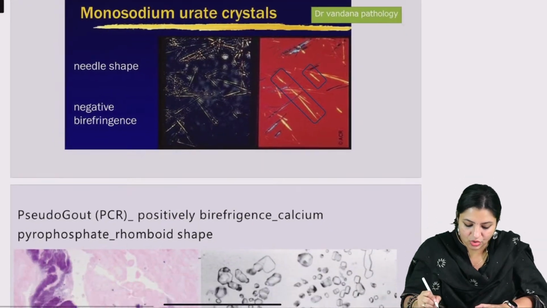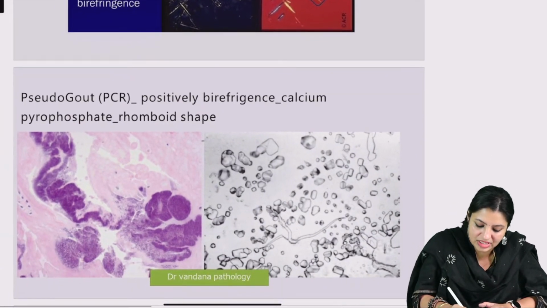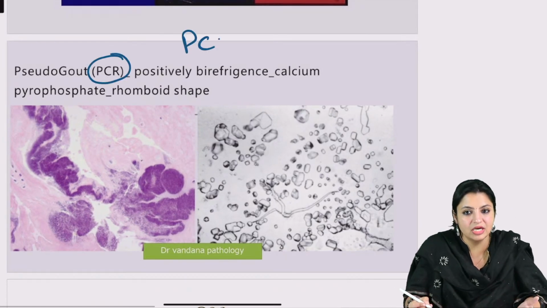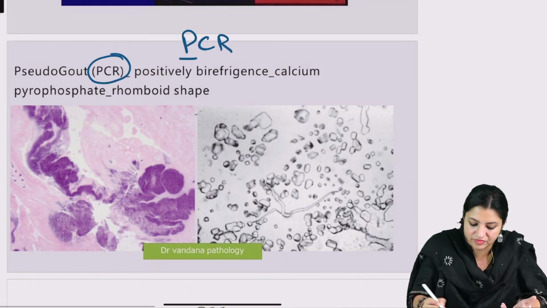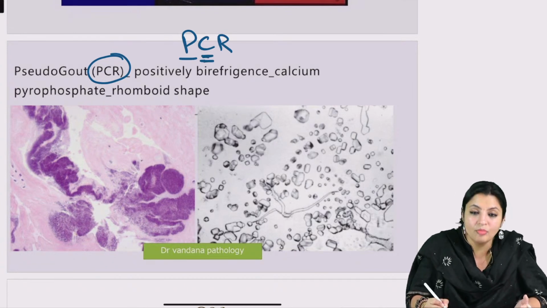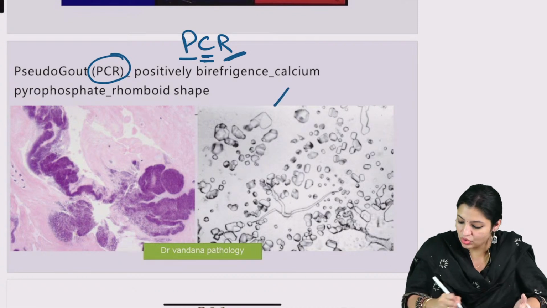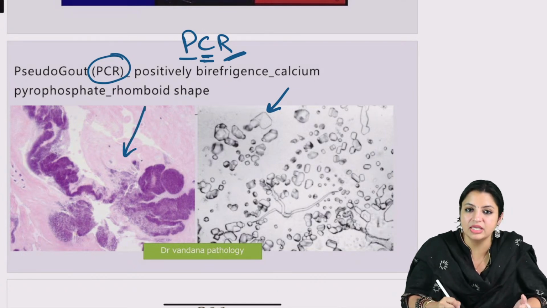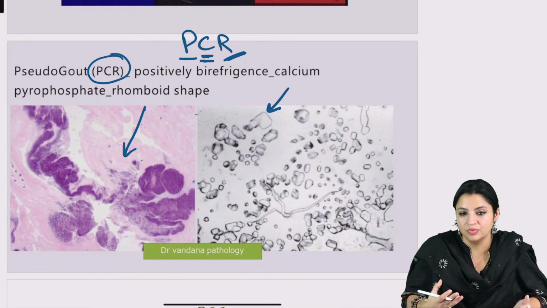Whereas when I talk about pseudogout, remember the code PCR, okay? Pseudogout has calcium pyrophosphate crystals. They are always calcium pyrophosphate crystals, and they're rhomboid shaped. Okay, so they're like this, rhomboid shaped crystals. Always remember that, guys. They have positive birefringence, and if you stain them, they'll appear like these. So these are pseudogout crystals which can be seen.